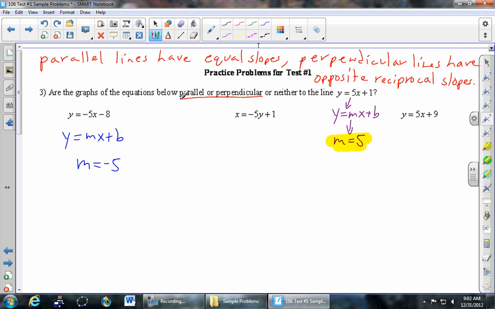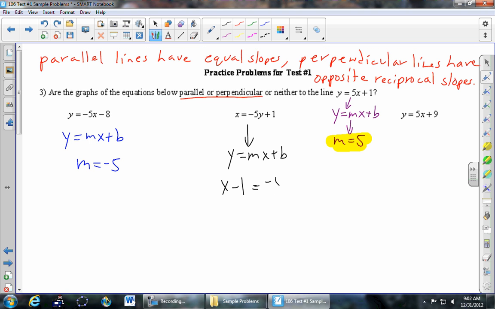The next equation we have work to do because it doesn't look like y equals mx plus b. So we need to make it look like y equals mx plus b. So let's get the y by itself. First thing to do is subtract the 1. Next thing to do is divide both sides by -5. Okay, so we've succeeded in solving for y.